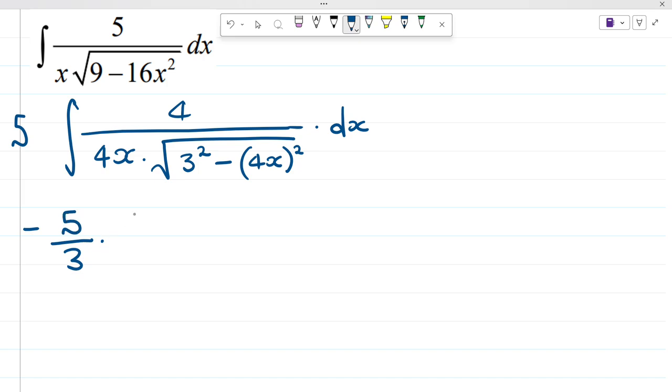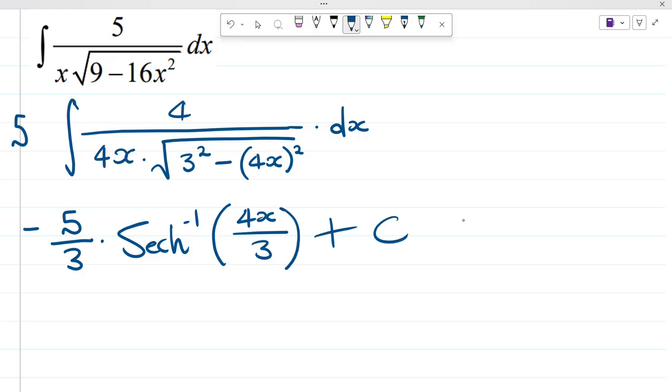Makes sense, right? And then I say hyperbolic sec inverse of what? Of f of x. F of x is what? Is just 4x over 3. And then plus c. Ta-da! You have your answer. So that's just it. You don't have to worry about anything. So that's it. I hope you got it.